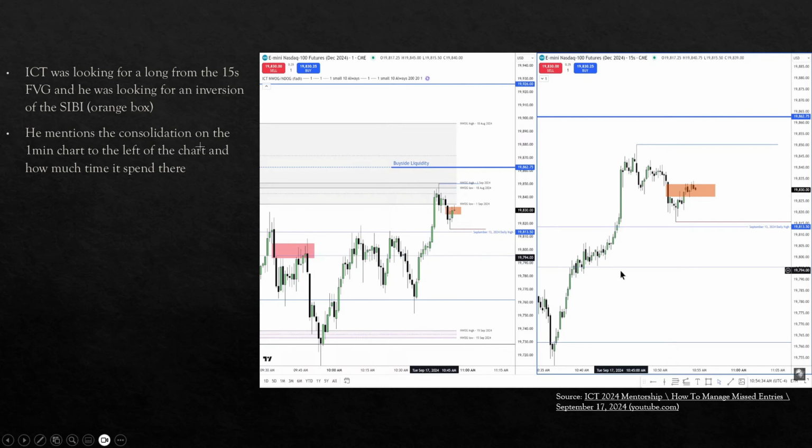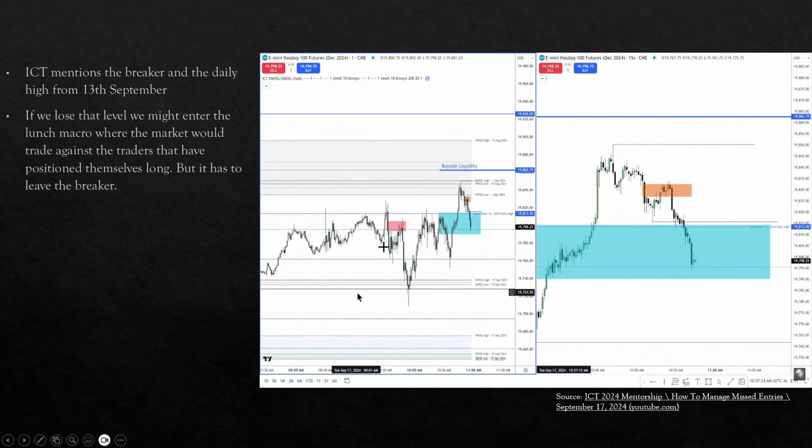He mentions also the consolidation on the 1-minute chart right here to the left of the chart and how much time it spent there. ICT refers to the breaker. You can see we have a low, a high, a lower low, and then the market breaks this high. So this is our breaker, and we have also the daily high of September 13th as a confluence.